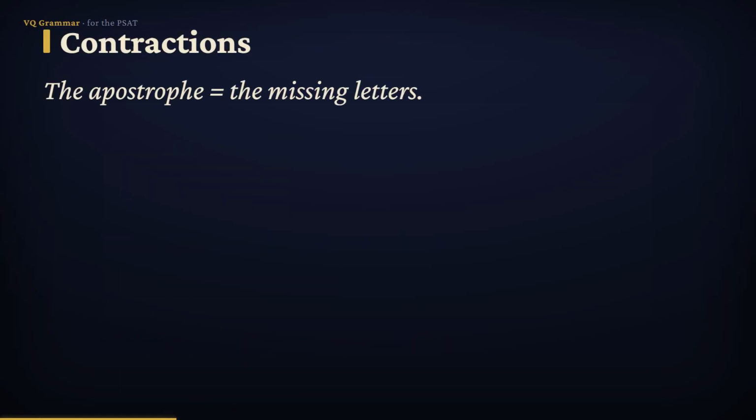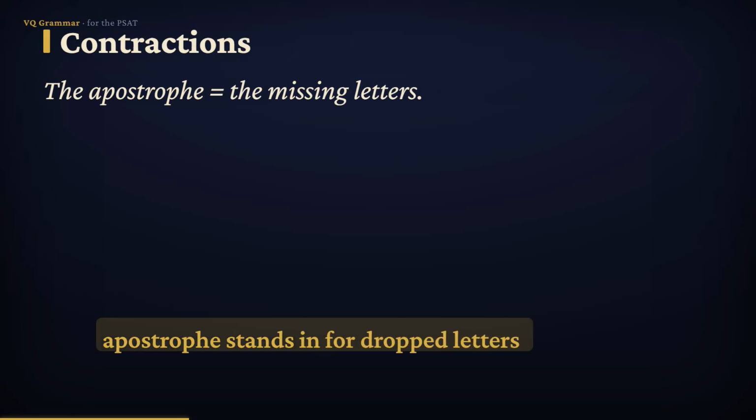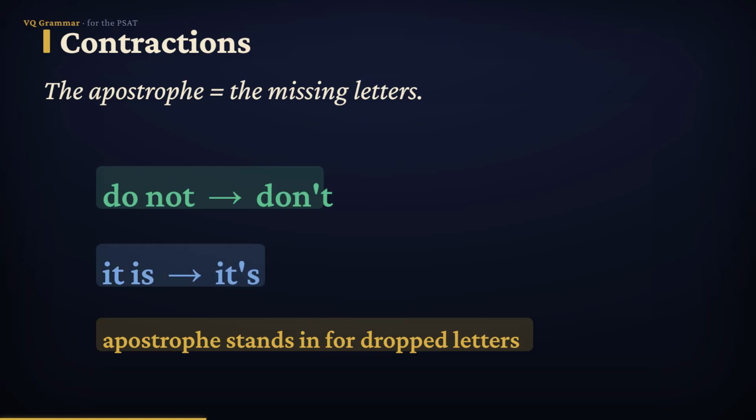Now the second job, contractions. A contraction squeezes two words into one, and the apostrophe marks where letters were dropped. Do not becomes don't, the apostrophe sitting where the O disappeared. It is becomes it's, with the apostrophe replacing the I in is. So in a contraction, the apostrophe is a little flag that says, letters used to be here. And that idea is the key to the biggest trap of all.